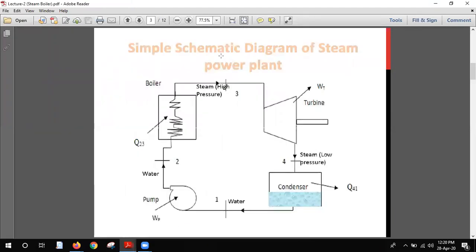The economizer is a device, an extra chamber, which is situated between the pump and the boiler. Why? We all know, sir, that we use hot gas to transform water into steam. But what happens?